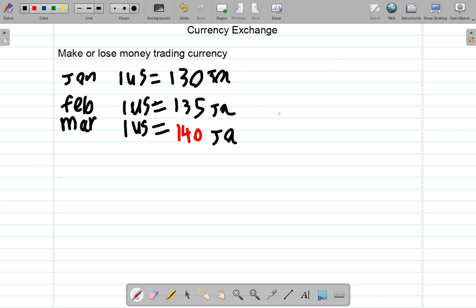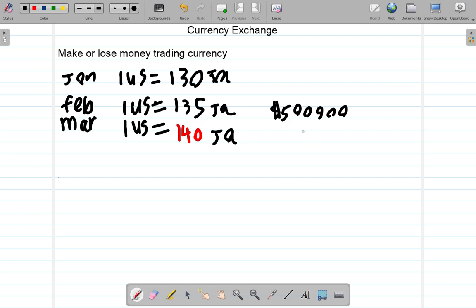So now the person has their money in Jamaican dollars. Let's say they have 500,000 Jamaican in their account in February. All right. Now, if they keep that 500,000 in February and keep it until March, it will weaken.